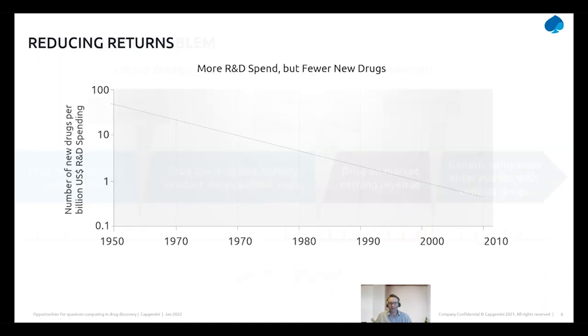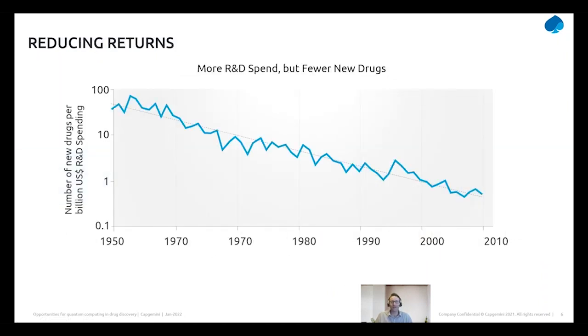And this has been a challenge for the last several decades, that actually the number of new drugs created per $1 billion R&D spending has been falling exponentially for quite a period of time.